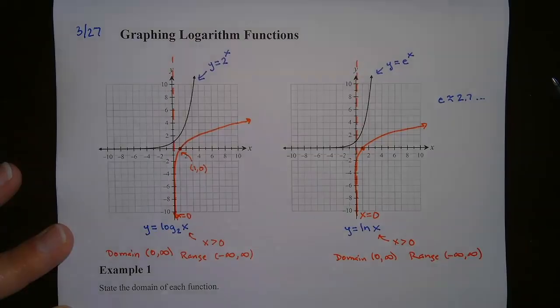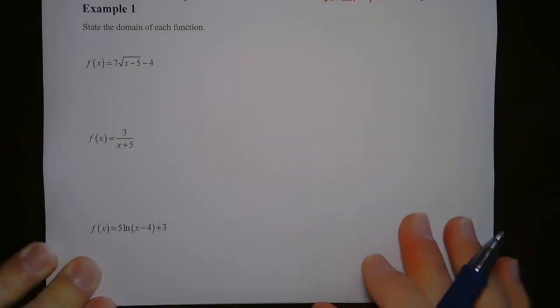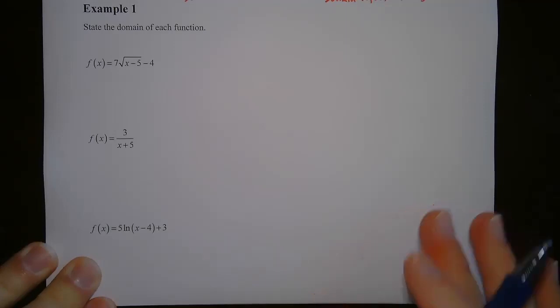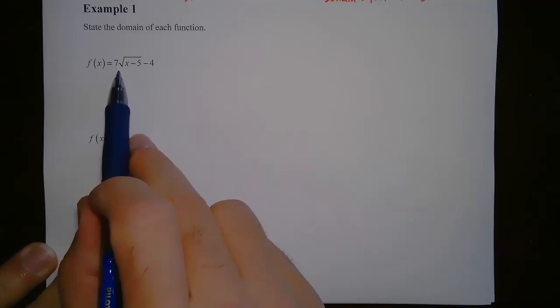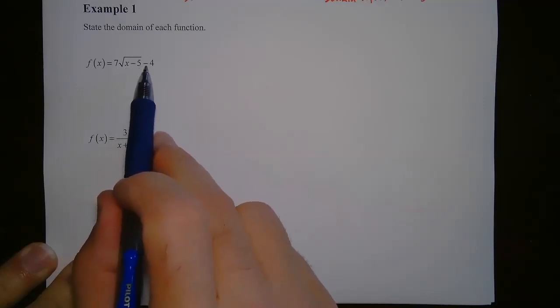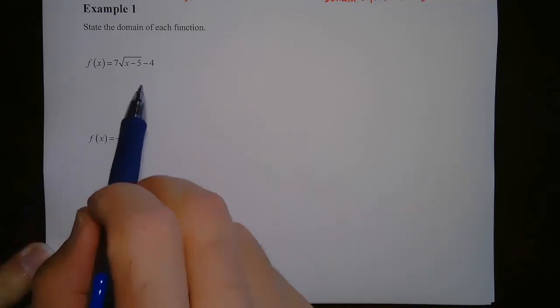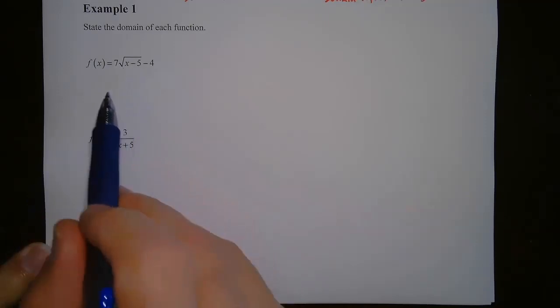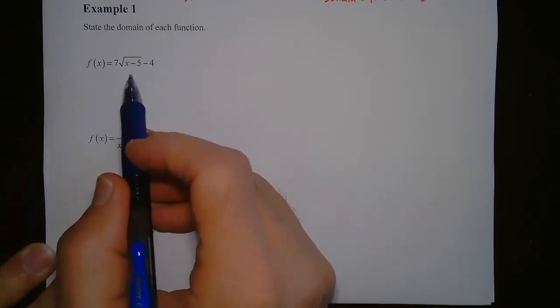Okay. All right. So this first example is just a quick little review along with some new stuff. For this function, f of x equals 7 times the square root of x minus 5, minus 4, and minus 4 is on the outside. The argument for this function is x minus 5, because that's the part that's inside the square root. All right, so what's the domain?